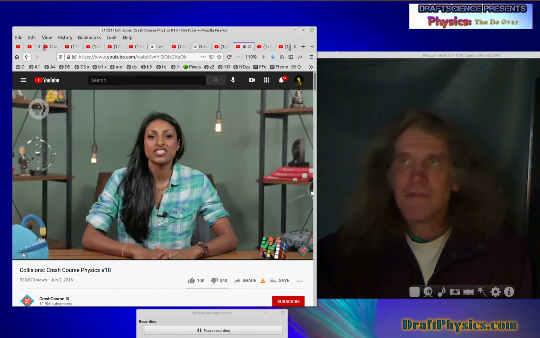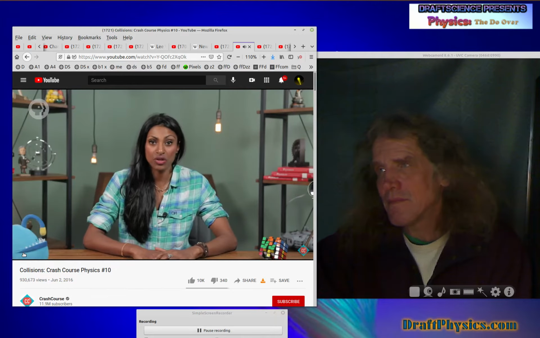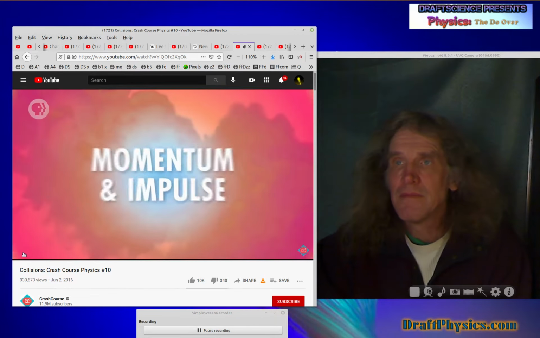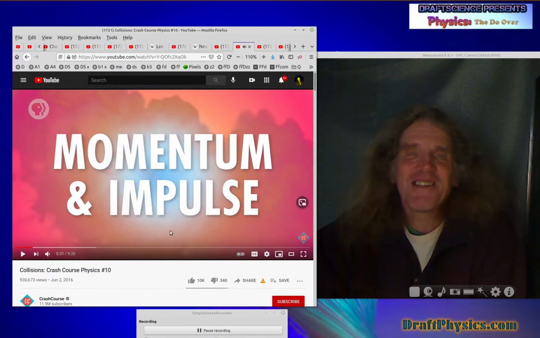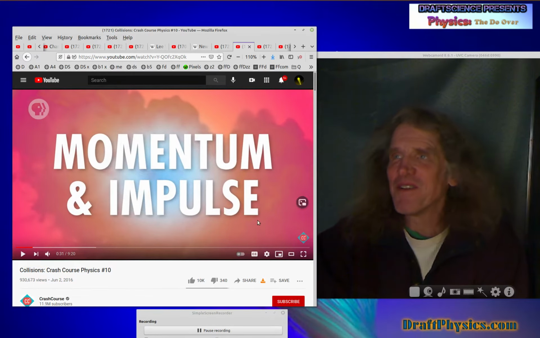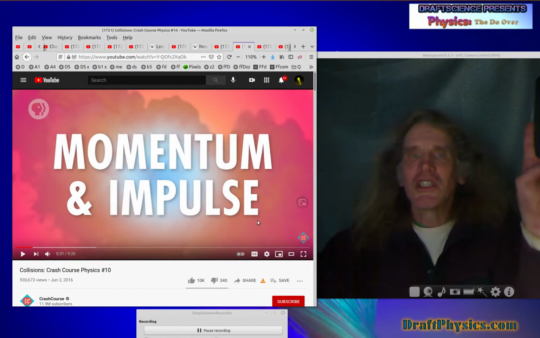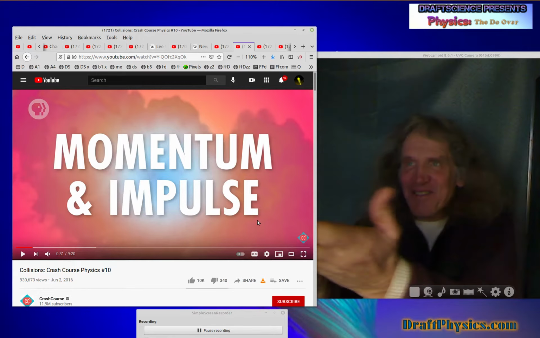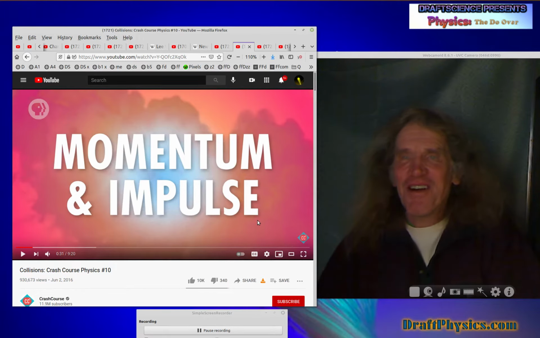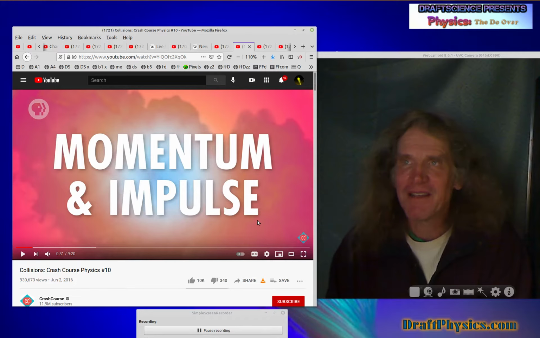Stupid lava sticks. To figure out what's happening when objects collide, we'll have to take into account two main qualities, momentum and impulse. Yeah, there's no impulse. So actually, they're throwing in some new word we have to learn. Impulse. There's no impulse. This is just ridiculous. No, there's just momentum. That's all you need to know.